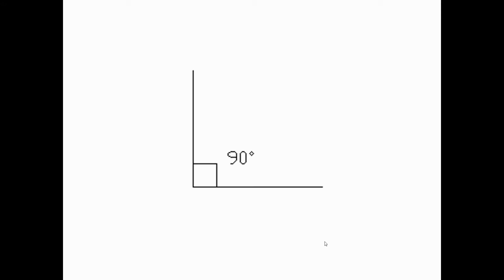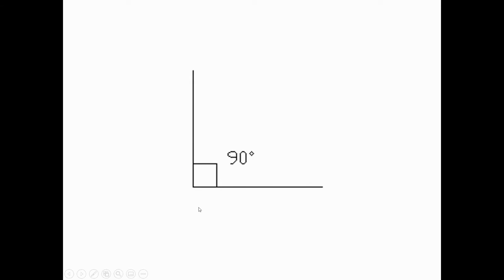All right, here is another angle right here. It has a perfectly square vertex where these two rays meet together. So what do you think this is? It's measuring 90 degrees. It is a right angle. It has a perfect square vertex.